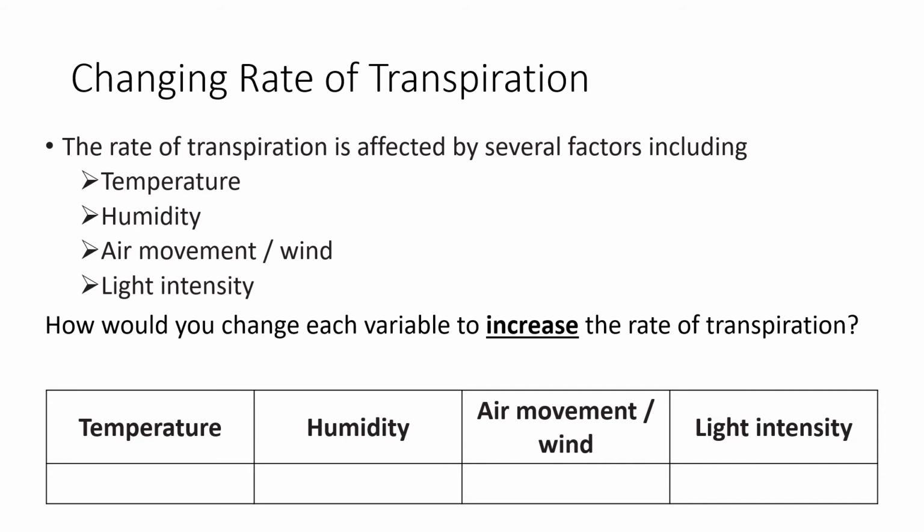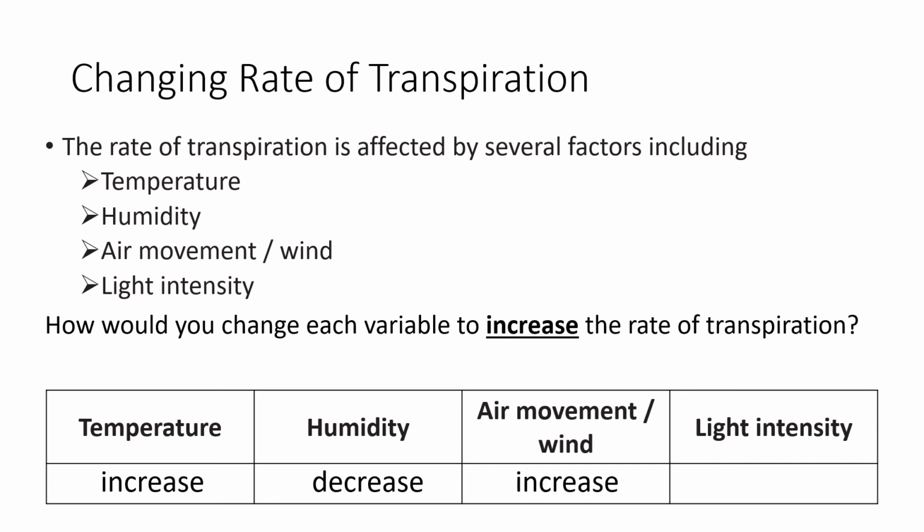Well, in order to increase the rate of transpiration, we want water to evaporate as quickly as possible out the stomata. So we do that by increasing the temperature. We do that by decreasing the humidity. Remember, the humidity is the amount of moisture in the atmosphere. If there's lots and lots of moisture in the atmosphere, then we slow the rate at which water will evaporate out. If the atmosphere around the plant is very, very dry, then we'll have very, very fast rate of transpiration as the water evaporates out very quickly.